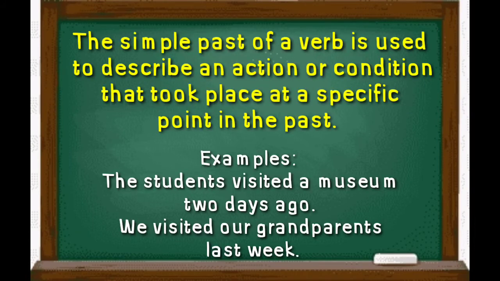Let us study the simple past of a verb. It is used to describe an action or condition that took place at a specific point in the past. Examples: The students visited a museum 2 days ago. We visited our grandparents last week.